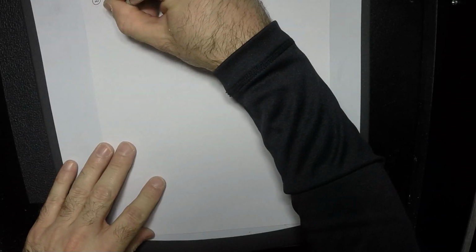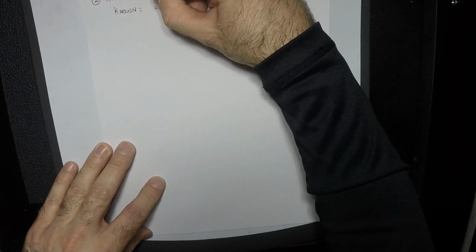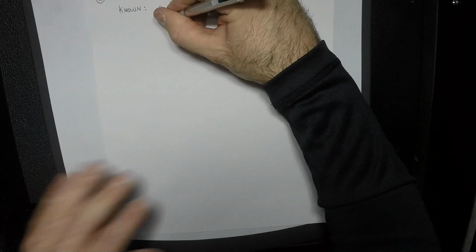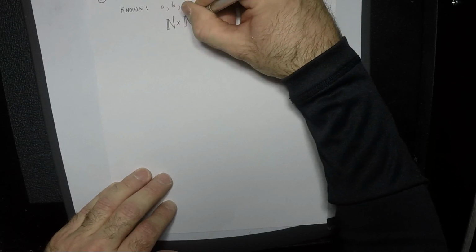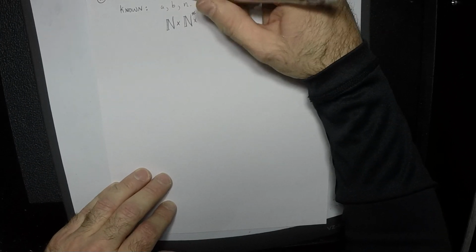All right. We need a function to compute C. So now this function, in fact, has 3 parameters. What's currently known are A, B, and N. And what we want to do is compute C. So that means that the signature of this function will be naturals cross non-zero naturals cross naturals.